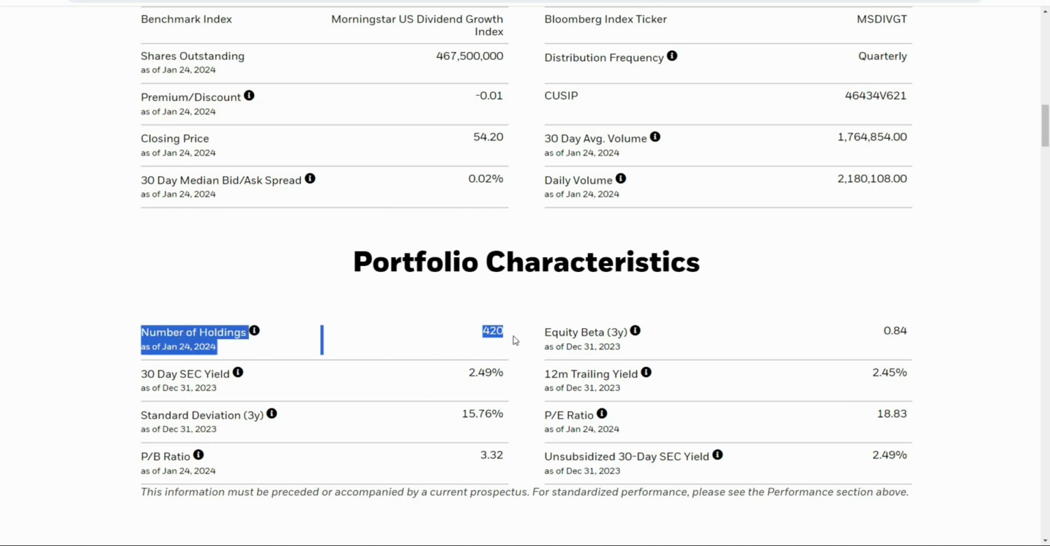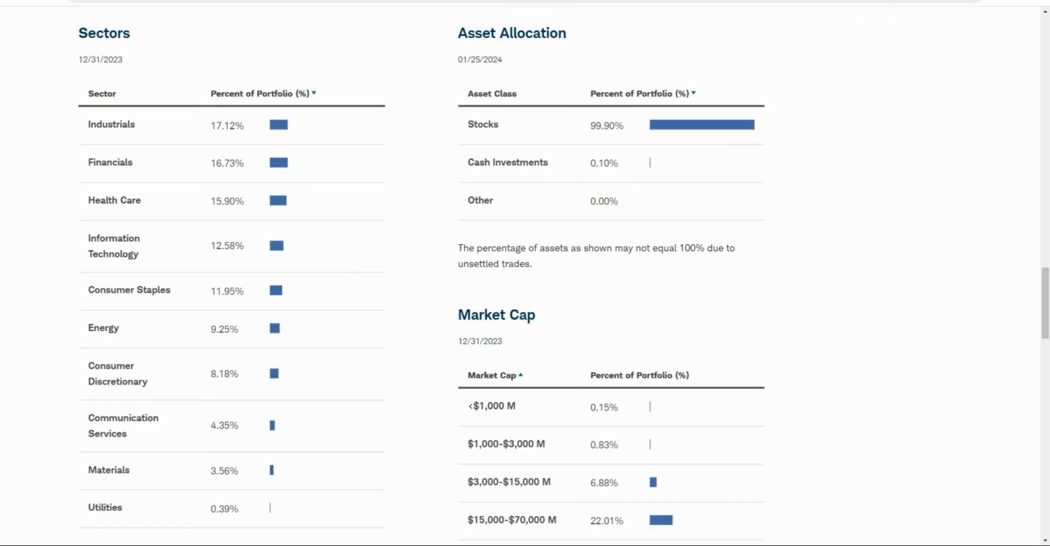So DGRO's selection method is a lot less strict or stringent than SCHD's. And SCHD is really going to have a more refined number of holdings than DGRO. So DGRO is going to have more holdings, whereas SCHD is going to have less holdings because this selection criteria varies between these ETFs. Now we're going to get into how these ETFs invest based on industry.